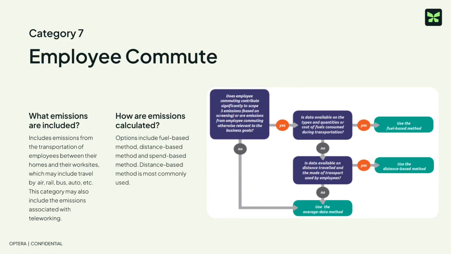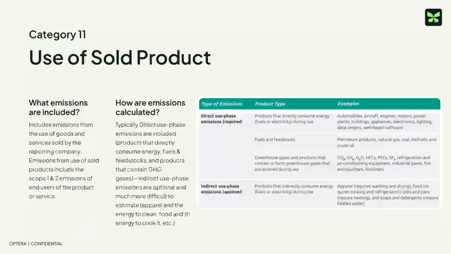Finally, let's talk about Scope 3 Category 11, Use of Sold Products. This includes emissions created by goods and services that you sell to customers. For example, data centers, computer hardware, and web-based software all consume electricity. The generation of that electricity produces emissions. Any product you sell that consumes energy while being used contributes to your Scope 3 Category 11 emissions.